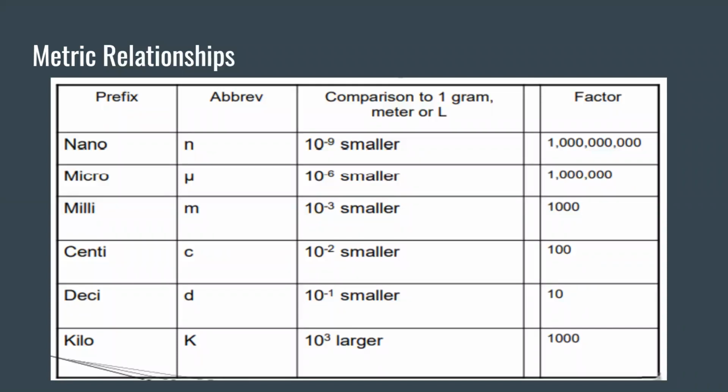There's just another chart of the factors and the prefixes and abbreviations for each one.